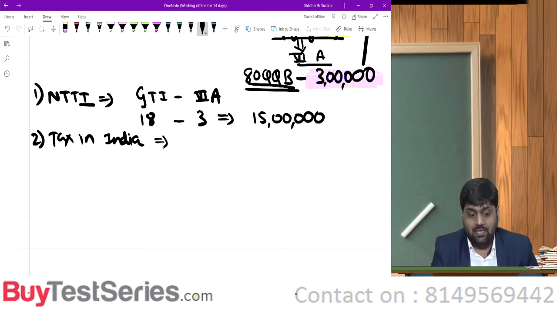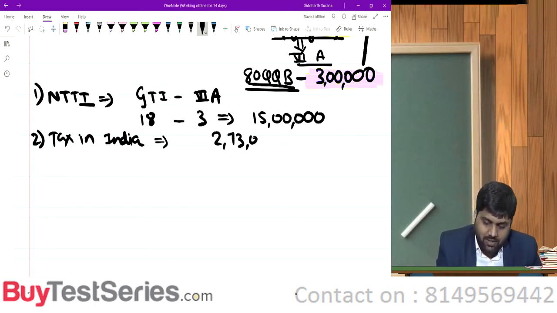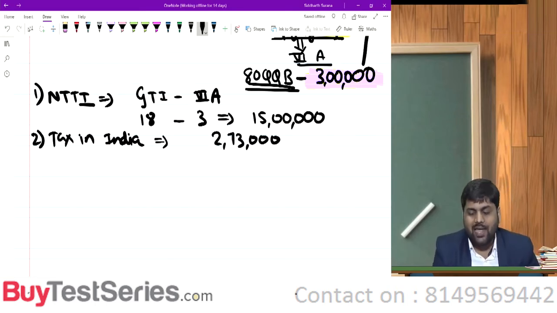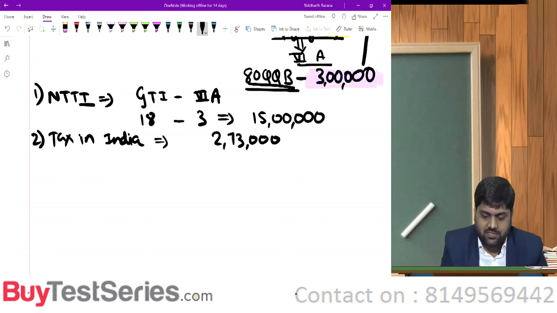2,60,500 cannot be the final tax liability. It is going to be 2,60,500 plus education cess. Accordingly, your tax liability in India will come to rupees 2,73,000 including education cess. If we do not give you any relief, then 2,73,000 is going to be your tax liability. But we have already decided that the assessee is going to be eligible for relief. And how do we decide? What is the logic? Indian tax, foreign tax, whichever is lower.